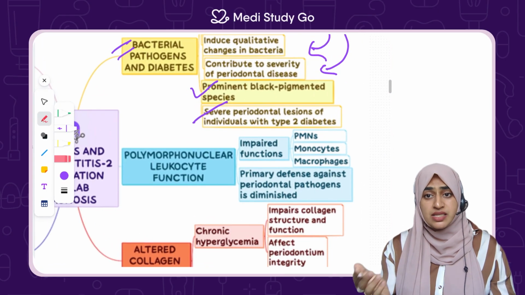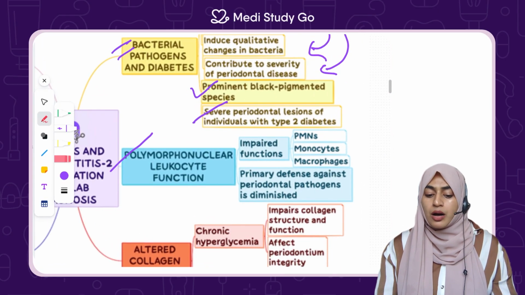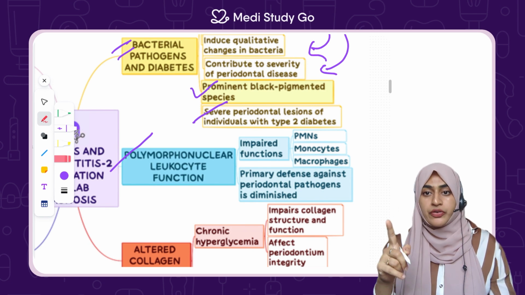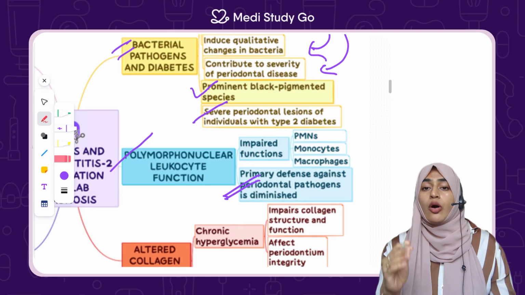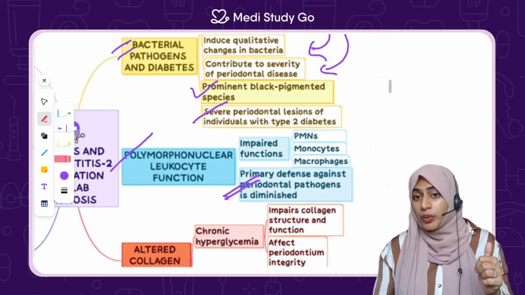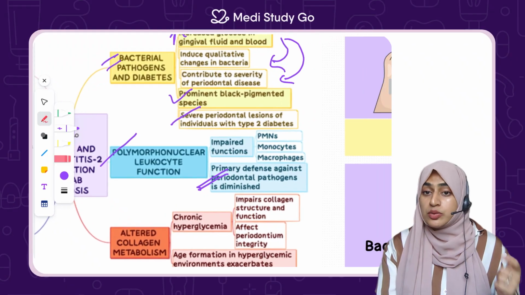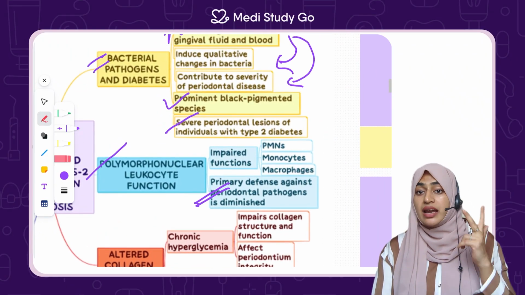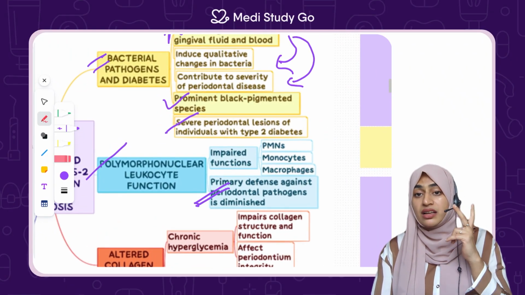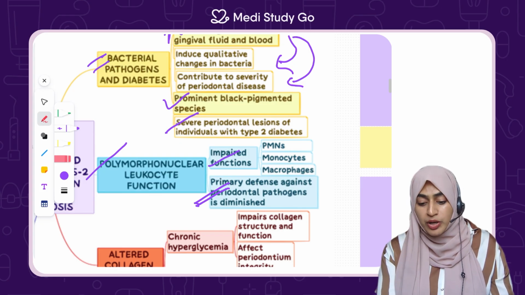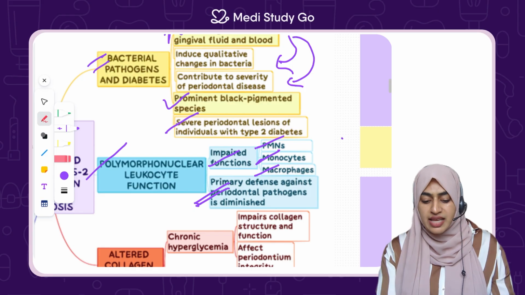Now, next, as we discussed in the previous video, polymorphonuclear leukocyte function mainly affects the neutrophil, which is the first line of defense mechanism. And how it affects it: it reduces chemotaxis, reduces phagocytosis, and reduces the bacterial killing capacity as well. So there is impaired function of the polymorphonuclear leukocytes, monocytes and macrophages as well.